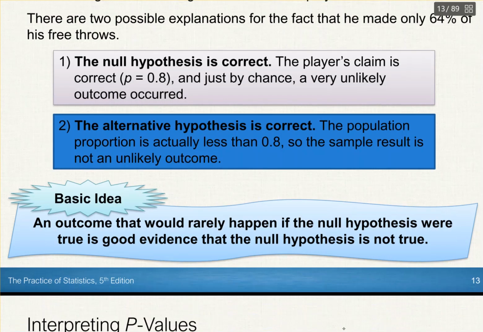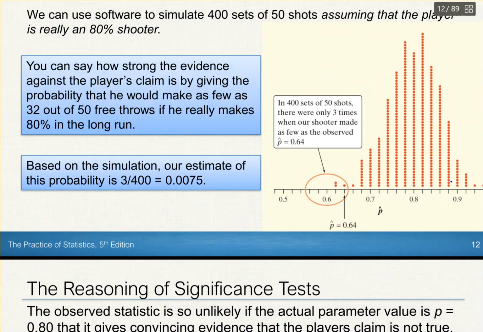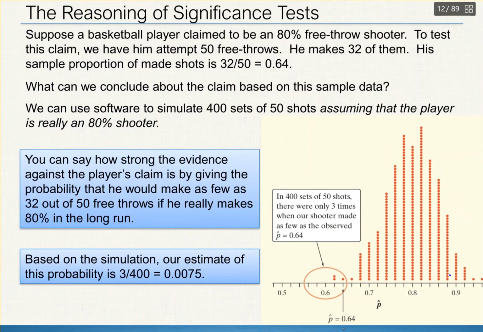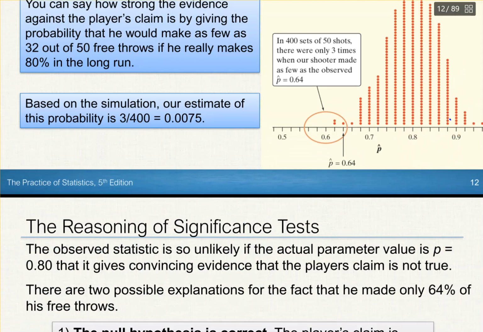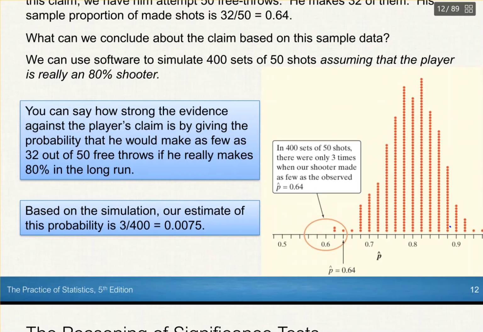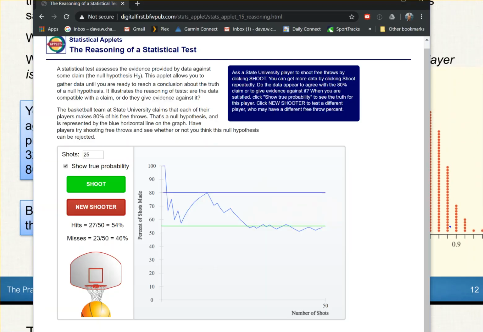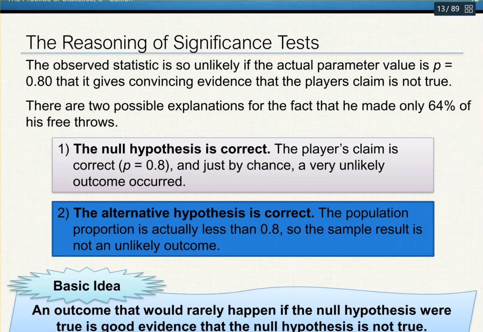So the basic idea is that an outcome that would rarely happen if the null hypothesis were true is good evidence that the null hypothesis is not true. In this case, it was very, very unlikely that he would make 32 out of 50, or even less likely to match our numbers of 27 out of 50. That makes it highly likely that the null hypothesis is false, so we would reject the null hypothesis. And when we see the actual probability that the computer was using to calculate these, it was 55%. We see that we were correct in rejecting the null hypothesis.